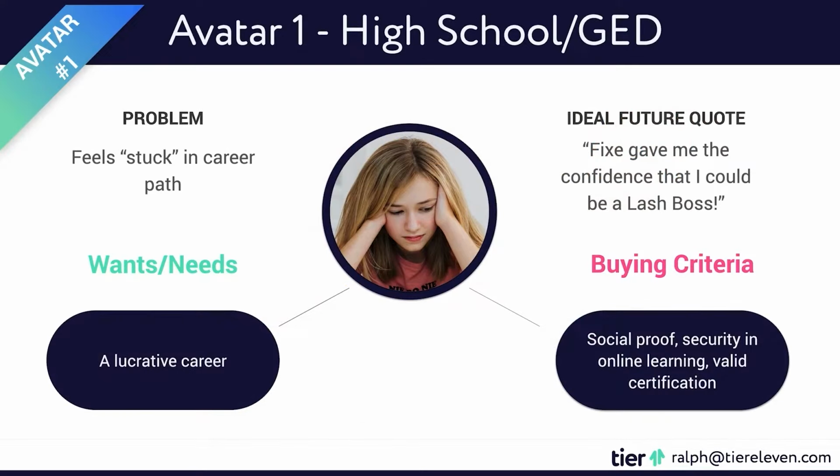So the first thing that we did is we figured out the avatar itself. We needed to figure out a few new avatars, and they hadn't really focused on these ones all that much. First one was the avatar, which is the high school GED. They feel stuck in their career. They need a lucrative career. Their buying criteria is they need some social proof, security, and online learning, valid certification. And we also pulled out some of the testimonial quotes from some of their avatars that fit this particular avatar, and started using it in their marketing.